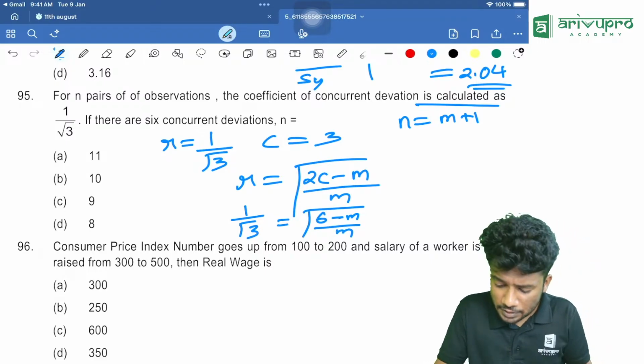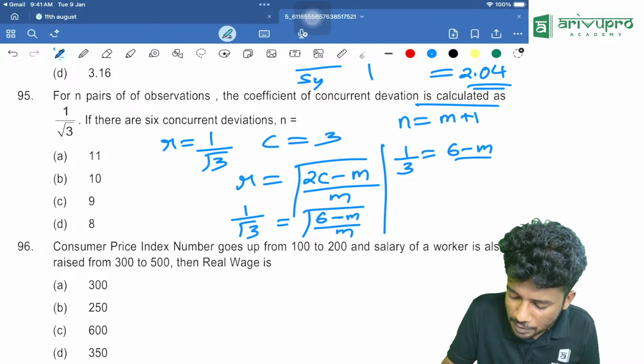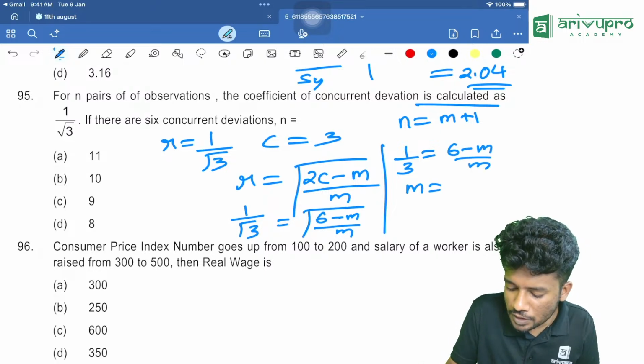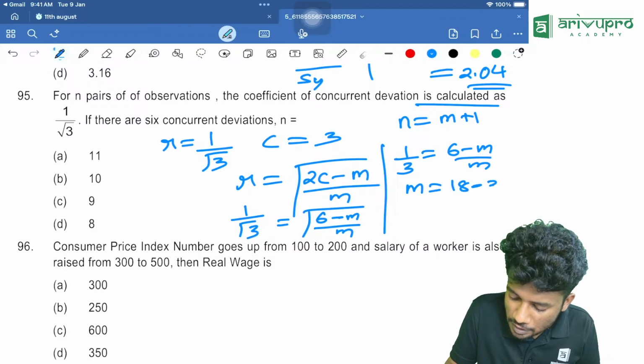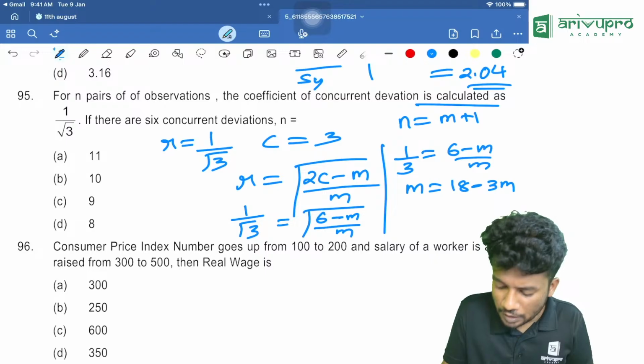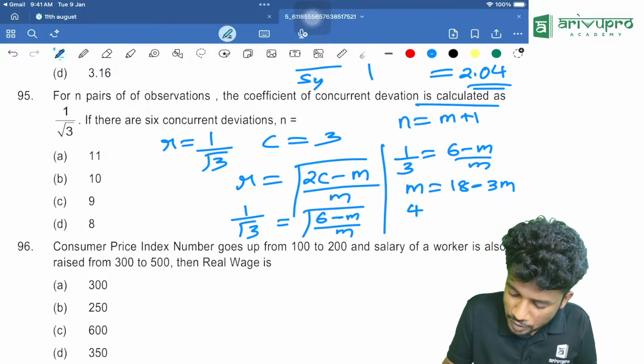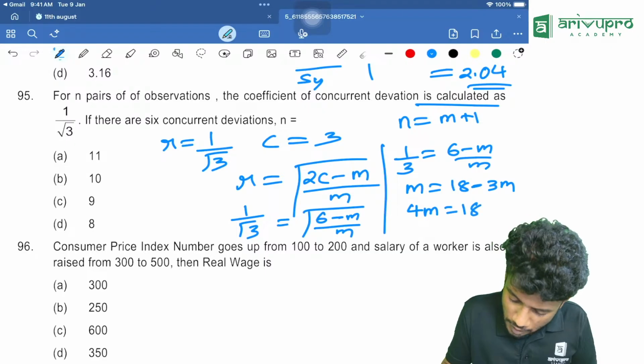Now, we can cancel the root on both sides. It will become 1 by 3 is equal to 6 minus m divided by m. Cross multiply. m is equal to 18 minus 3m. Then take it to the other side. It will become 4m is equal to 18.